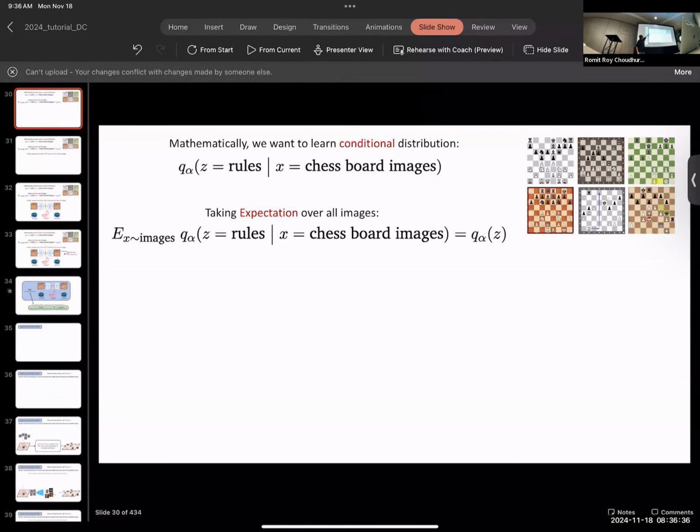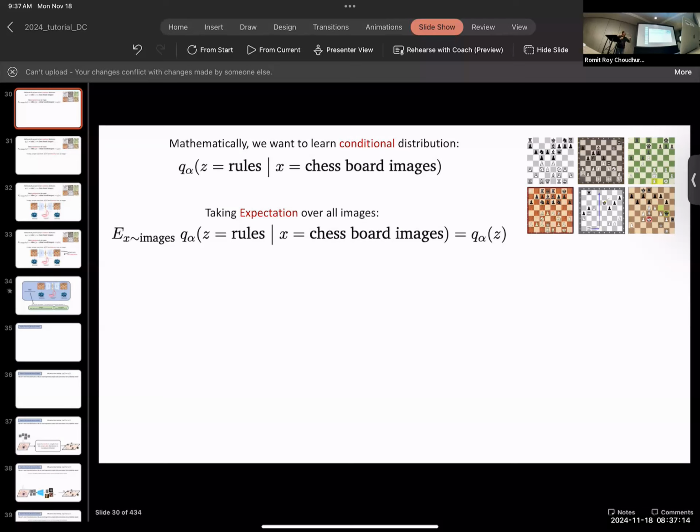So now if you take the expectation of this conditional distribution over all chessboard images, if you take expectation over X, you actually get the rules, which is probability of Z. Why is this alpha? Because you're going to learn this with a neural network. So you learn the rules of the chess game with a neural network. By the way, no one has done this. It is very hard to exactly learn the rules of the chess game. But for images, you can learn some rules that you cannot interpret, you cannot explain, but there are some rules.